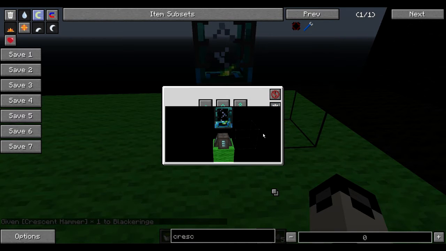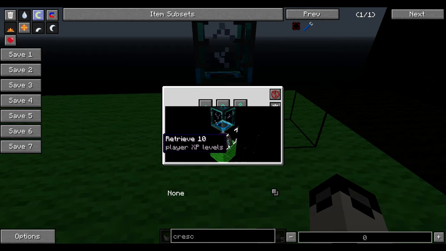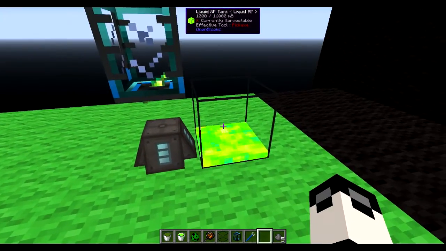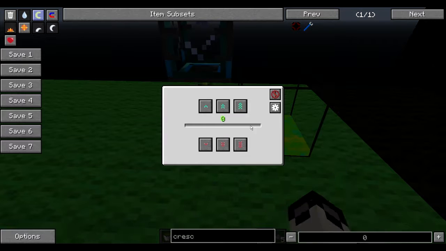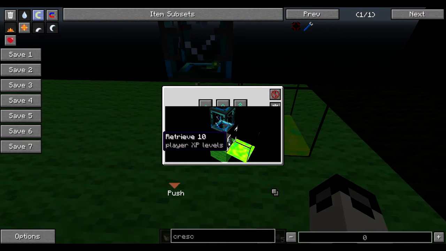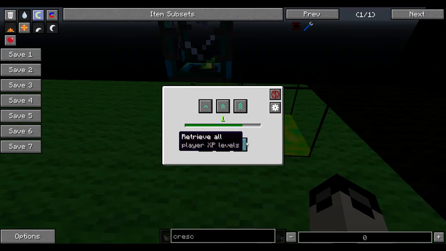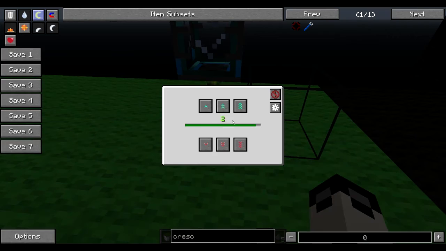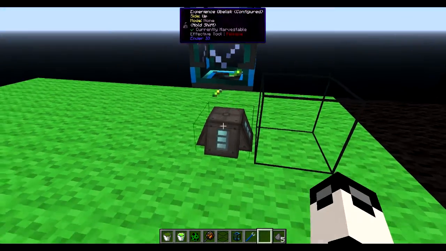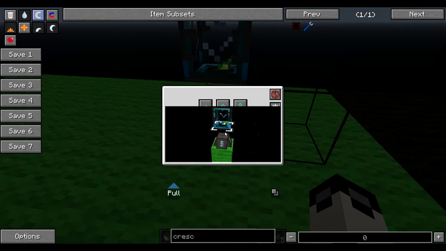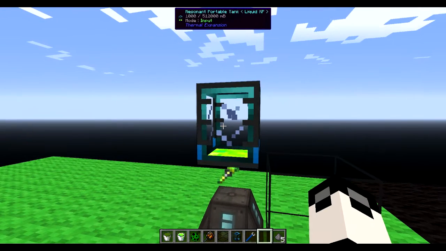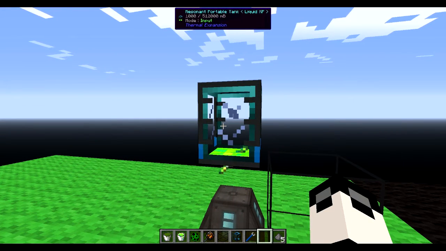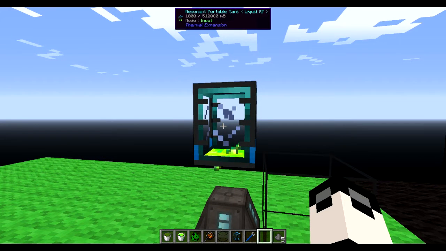You can also use the interface here to, for example, push. So we now push the experience out into this tank, or we can, if we have a tank adjacent, pull the experience in. We now have almost 3 levels again, and then we can also push upwards, and that will give us 1000 millibuckets of liquid XP. Good way to store it.